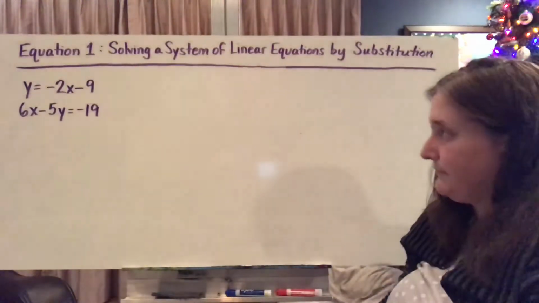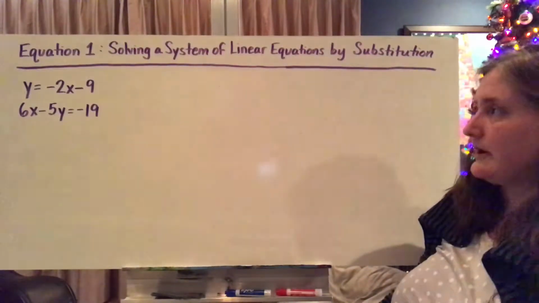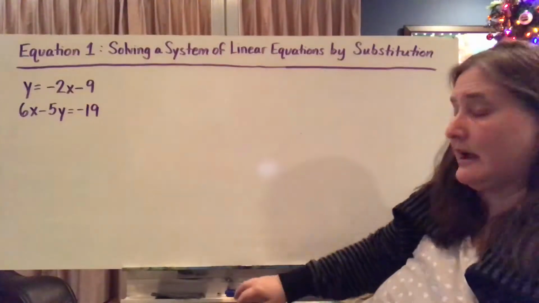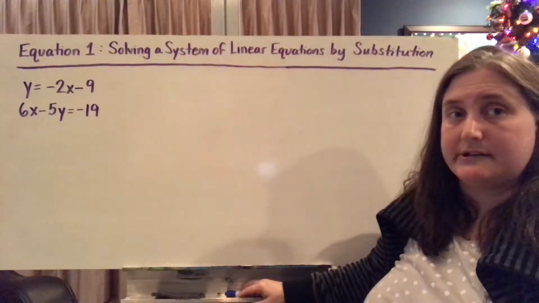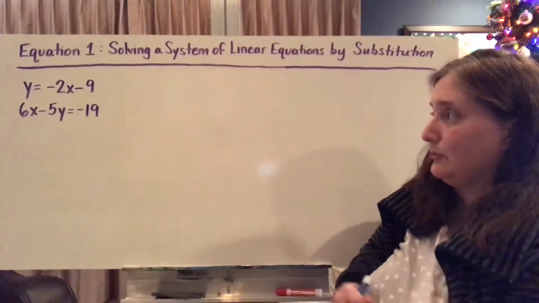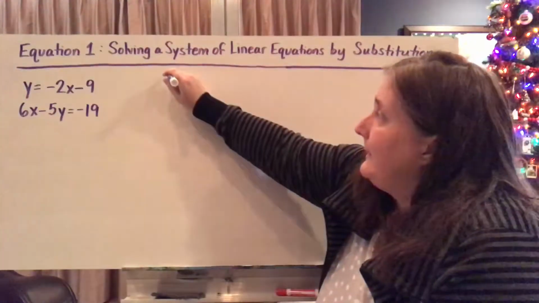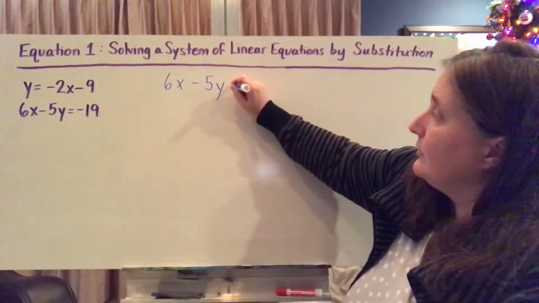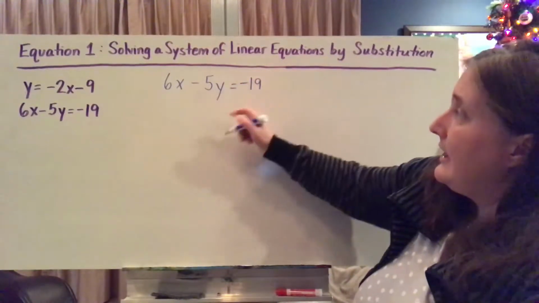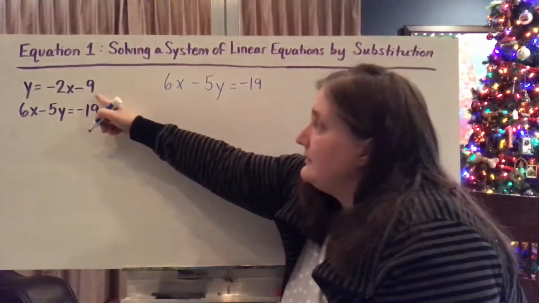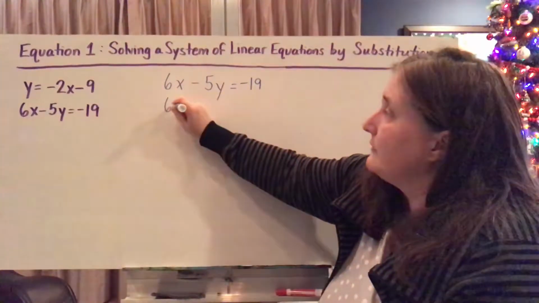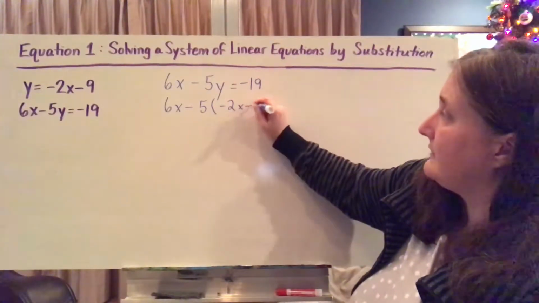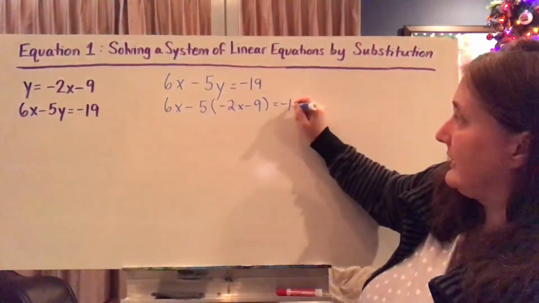So let's try an example. So here I already have one of my equations set up as y equals negative 2x minus 9. So step 1 is basically already done for us. So we're on to step 2. I'm going to take my second equation, 6x minus 5y equals negative 19. And in place of the y, I'm going to put negative 2x minus 9. So 6x minus 5 times negative 2x minus 9, and it should equal negative 19.